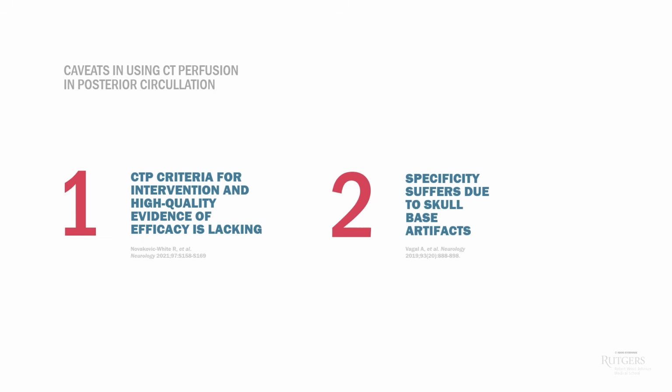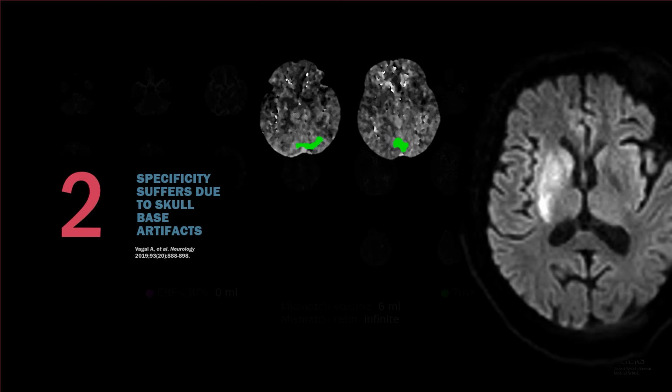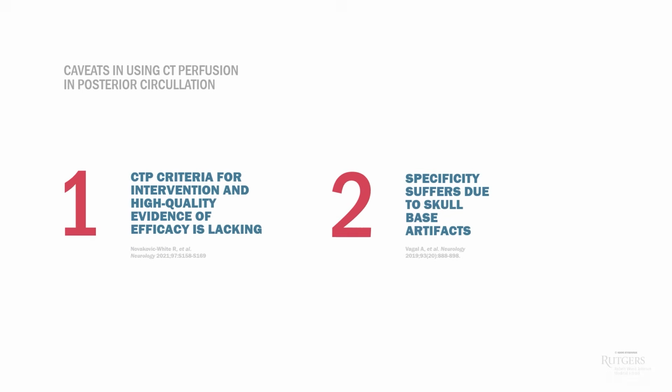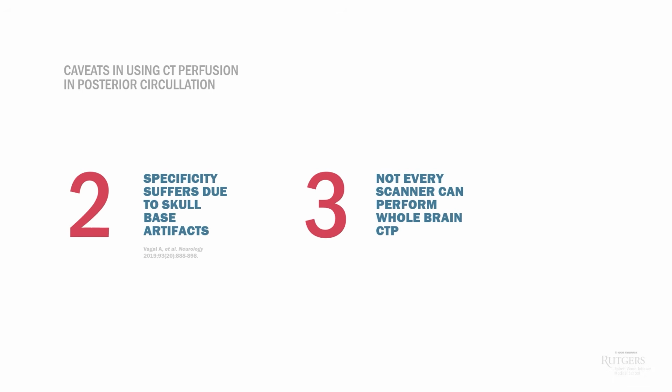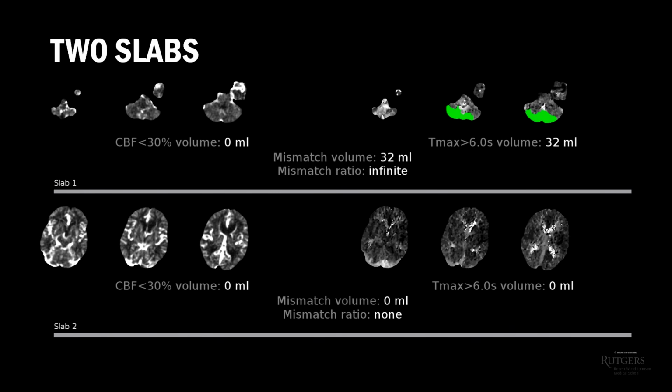Second, specificity suffers because of those pesky skull-base artifacts. Here's what I mean. CT perfusion erroneously diagnosed perfusion abnormalities in the posterior circulation in this patient with a right basal ganglia stroke. And the third reason is a technical one. Not every CT scanner can do whole brain or volume perfusion. Some only acquire 2 axial slabs that correspond to anterior circulation territories, a protocol that's designed to fulfill the DAWN and DEFUSE criteria. You may have to specifically request the CT tech to lower the slabs if you want to image the posterior circulation in that type of scanner.